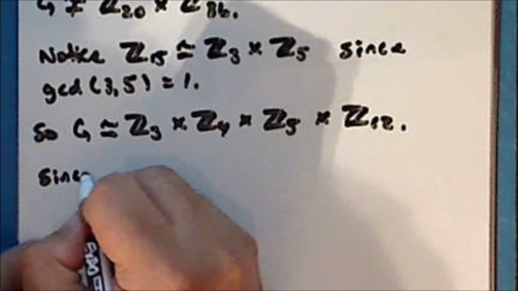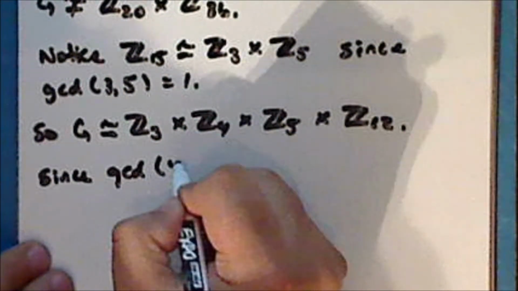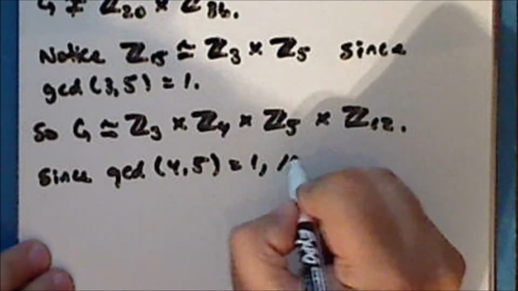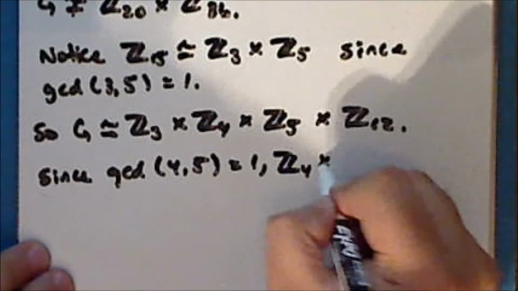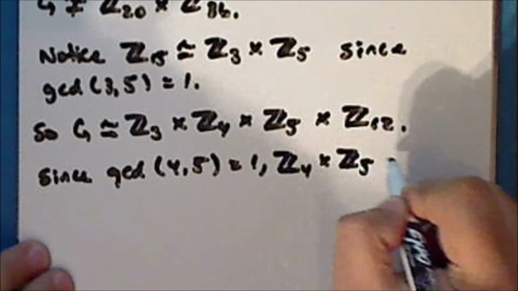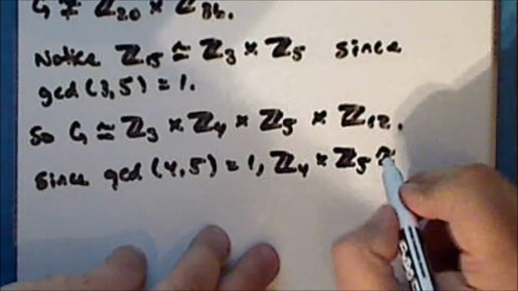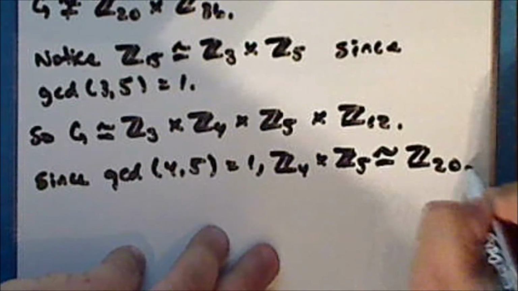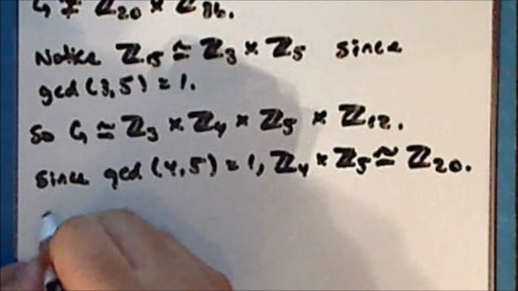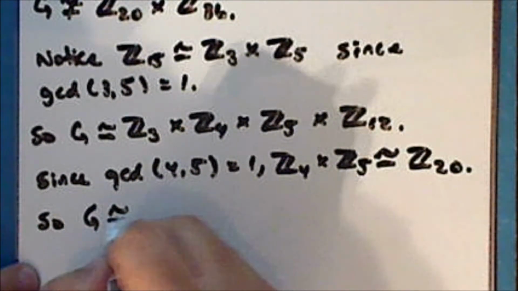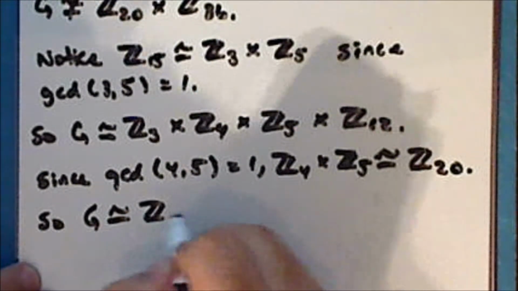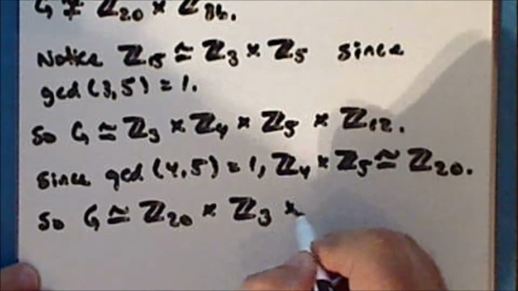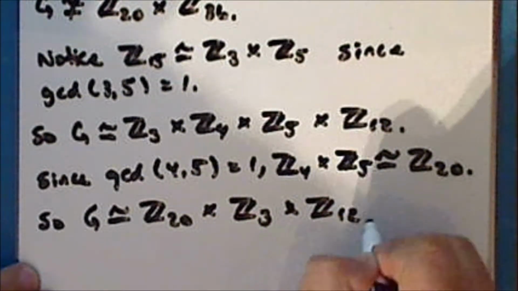Now since the greatest common divisor of 4 and 5 is 1, the direct product of the integers modulo 4 with the integers modulo 5 is isomorphic to the integers modulo 20. And so the group G is isomorphic to the integers modulo 20 times the integers modulo 3 times the integers modulo 12.